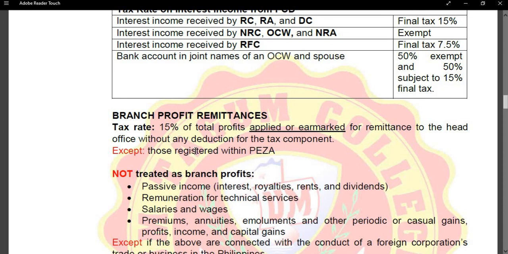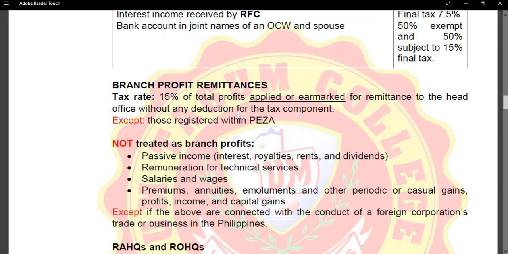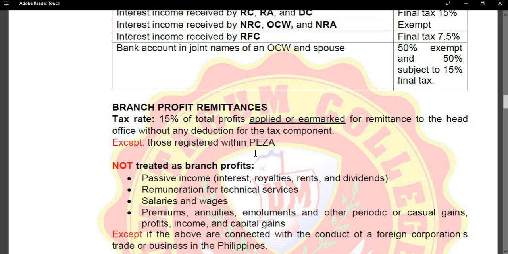So exempt, of course, are those registered with PEZA. Branch profit remittance tax exempts those registered with the Philippine Economic Zone Authority, because PEZA is an area in the Philippines considered as foreign territory. So if they are registered with PEZA, within PEZA, then they are exempted from paying the branch profit remittance tax.